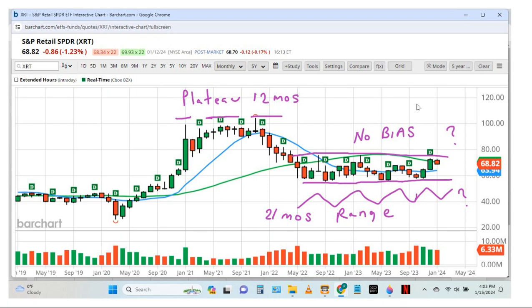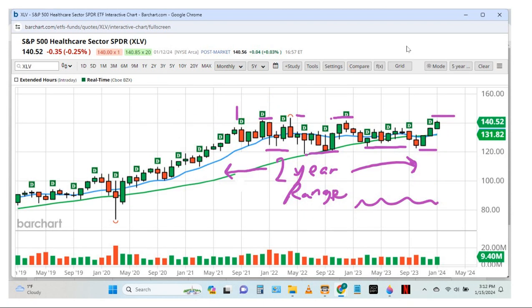Retail, S&P retail. Right now, you can see back here we had a 1-year plateau, and then it came down with the stock bear market, and now we've been in a range for 21 months in retail. So I really don't have a directional bias on retail, but that looks like that may just continue to be in a range. Now the interesting thing about that is there are companies within retail that are doing pretty good. I'll show you that later.